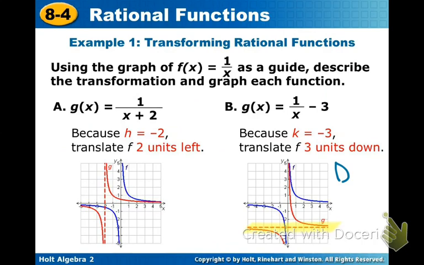Thank you. Real quick, domain. Where is our other vertical asymptote? It's right here, right? So for domain, x would have to be greater than 0, or x would have to be less than 0.